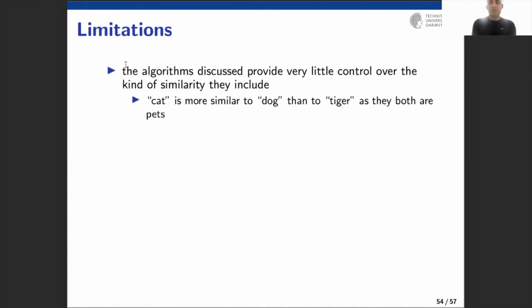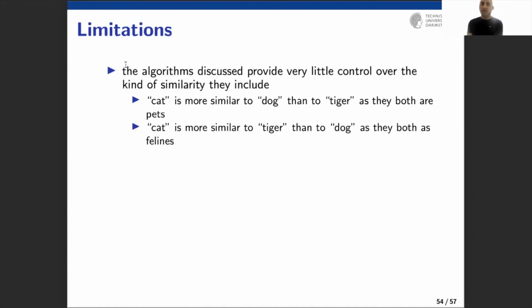For example, in one context, cat is more similar to dog than to tiger, as they both are pets. Right? Tiger is not a pet. But cat is more similar to tiger than to dog, as they both have fleas.